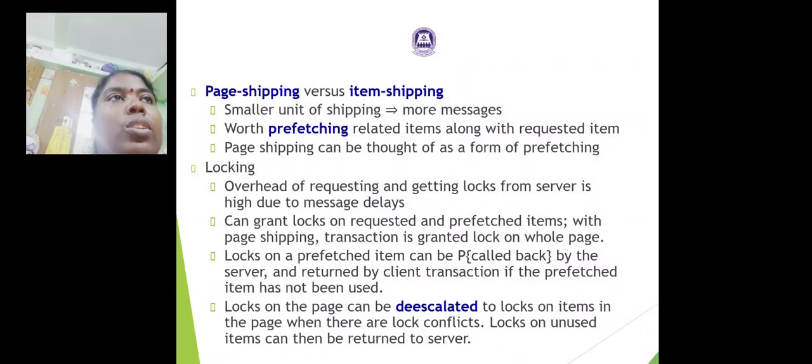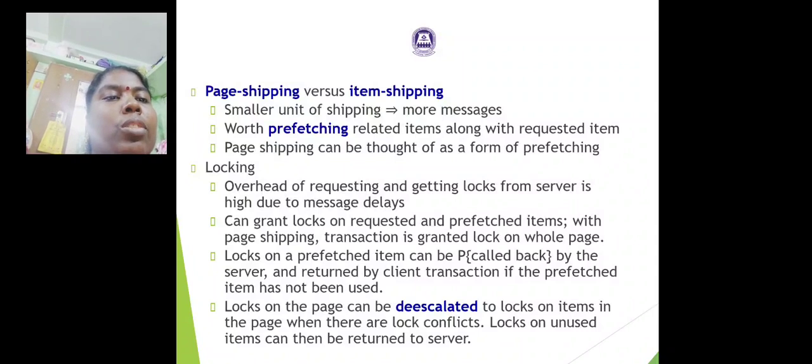Next, locking. To overcome the concurrency problem, you have to lock. If you have taken the data from the server, the system locks the data, so the data will not be available for other processes. That is locking. Locks on pre-fetched items can be called back by the server and returned by the client transaction if the pre-fetched item has not been used. The locks on a page can be de-escalated to locks on items in the page when there are lock conflicts. The locks on unused items can then be returned to the server.